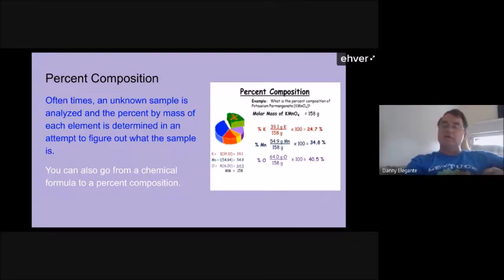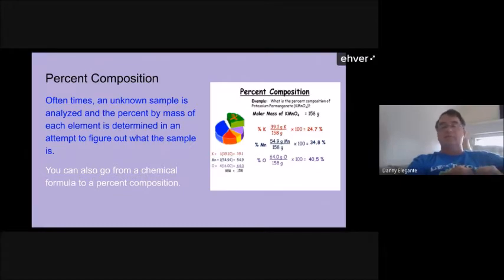To figure out its molar mass of 158 grams, you would have to go over to your periodic table. You would look up the mass of potassium, that would be 39.1. The mass of manganese, that would be 54.9. And the mass of 4 oxygens, and that would total up to be 64. When you add it all together, you get 158.